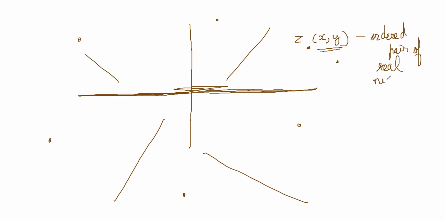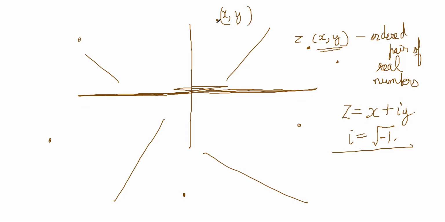It means Z is written as Z equals x plus iy, where i is a symbol that stands for root over -1. i is the square root of -1, correct? So this x comma y is x plus iy. This point or this line represents the complex number z. The complex number z can be thought of as either the point or this vector line. You understand?